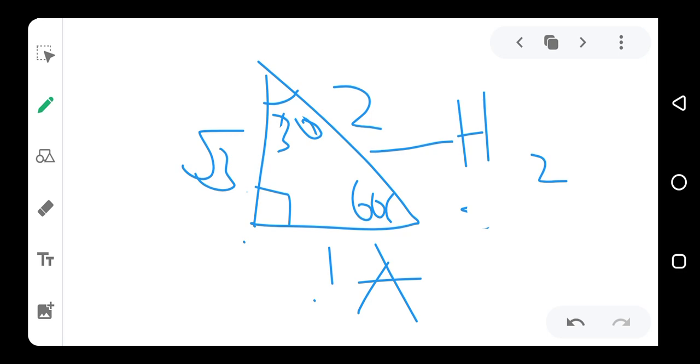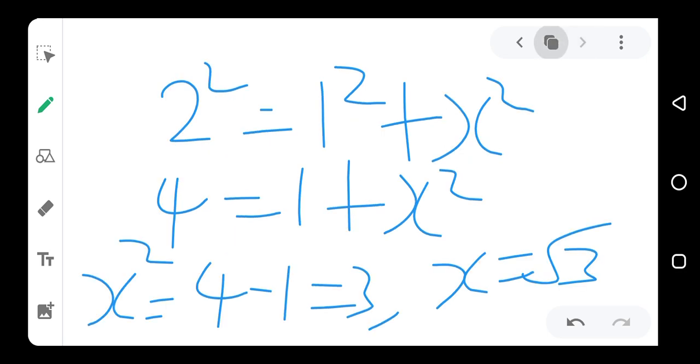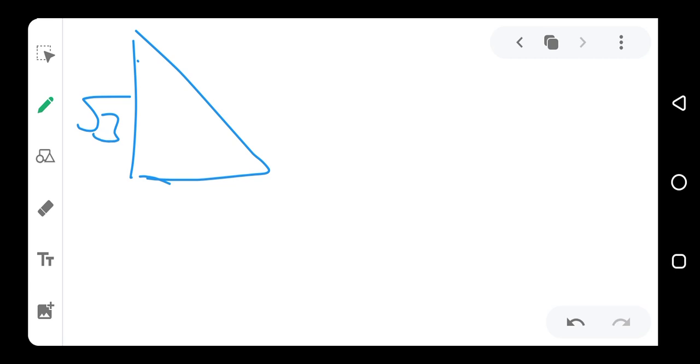Let's start with 30. To get the special angle 30, let's draw the angle again here. We have, here is root 3, here is 2, and here is 1. Here is 30, and here is 60, while here is 90.